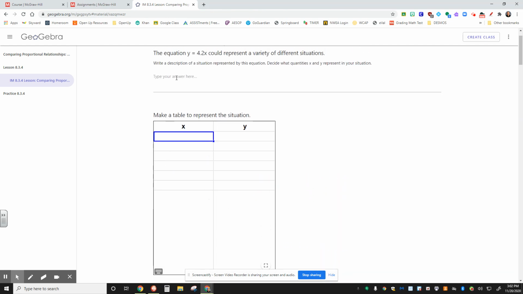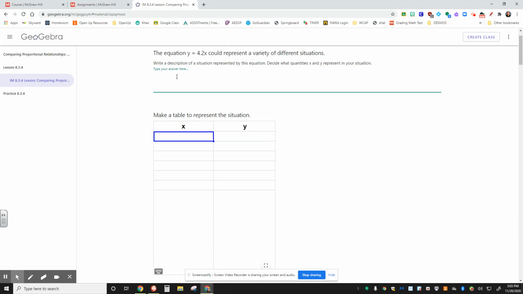So what we want to do here is come up with a situation. So the equation comes out this way: y is equal to 4 and 2/10 x could represent a variety of situations. Write a description of a situation presented by this equation. Decide what x and y represent in your situation. To do this, what we need to understand, first off, is that 4 and 2/10 is our constant of proportionality, which means that 4 and 2/10 can represent a wide variety of different things.